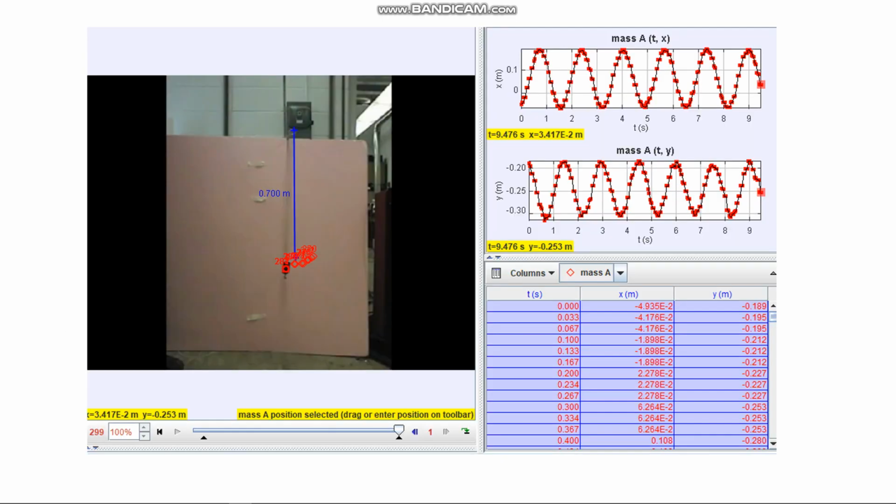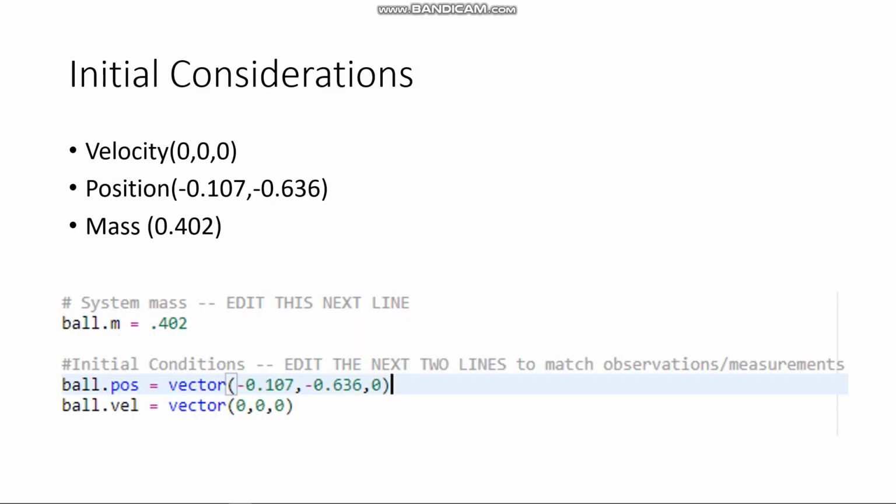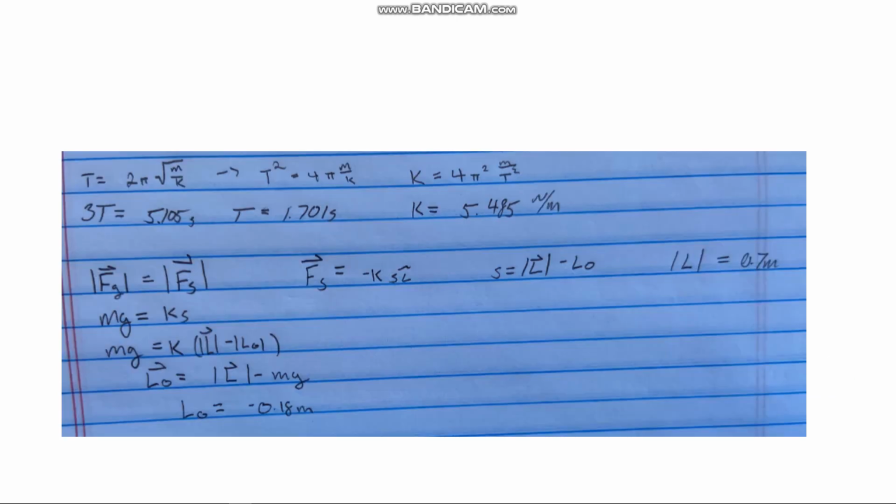So going ahead and plugging the video into Tracker, I generated this, and took frame by frame measurements, and then used this for analysis. So the initial considerations is that there was zero velocity as it was released from rest. The position I was given as the initial position was negative 0.107 meters and negative 0.636 meters. And then the mass was given as 0.402, so plugging all of these in.